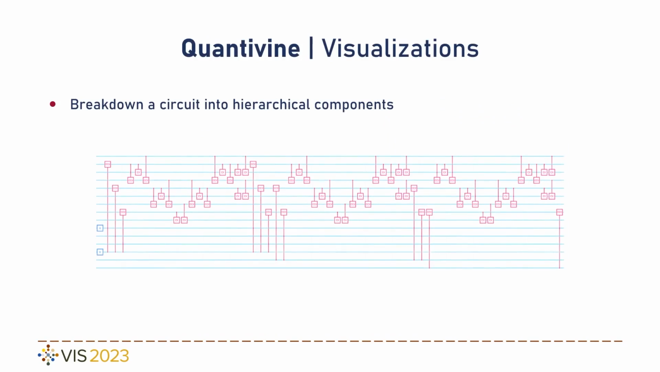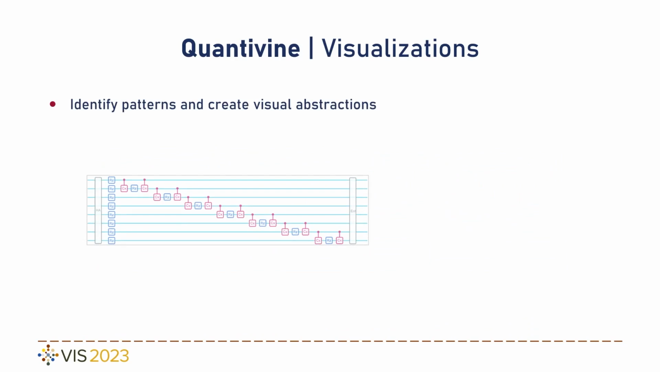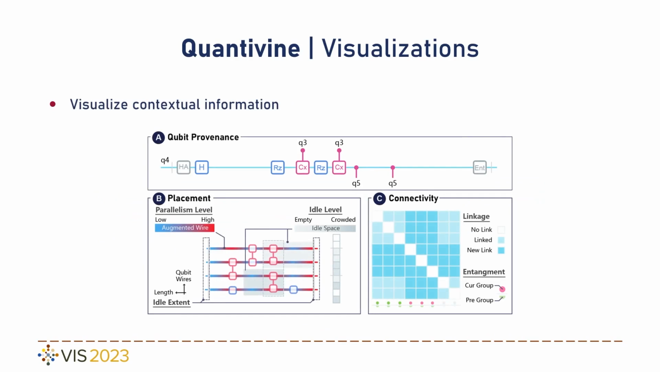The second idea is to incorporate semantics of quantum circuits into circuit diagrams. We break down the circuit into hierarchical components based on the semantic structures. We also identify patterns within circuits using semantic meanings and create visual abstractions for these patterns. Furthermore, we design a series of novel circuit representations to uncover contextual details, such as qubit provenance, parallelism, and entanglement conditions.